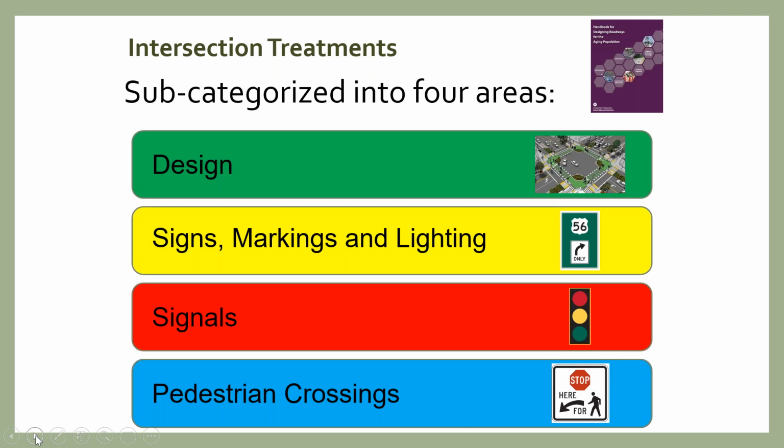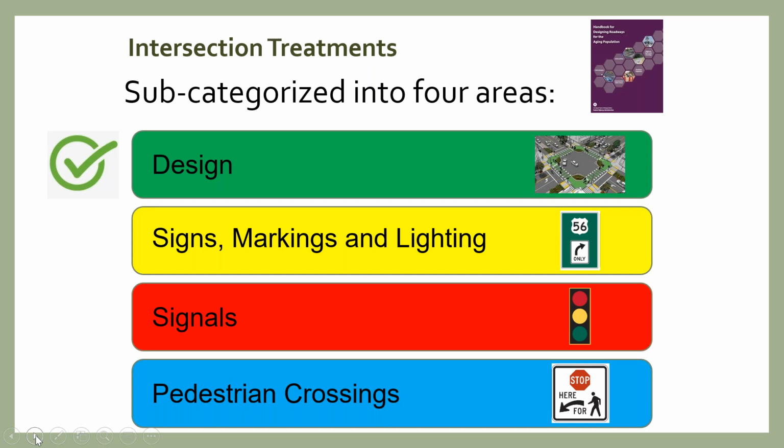The treatments or suggestions found in the FHWA handbook can be subcategorized into 4 areas: design, signing, markings and lighting, signals, and pedestrian crossings. We're going to talk about them in these categories, starting with design.